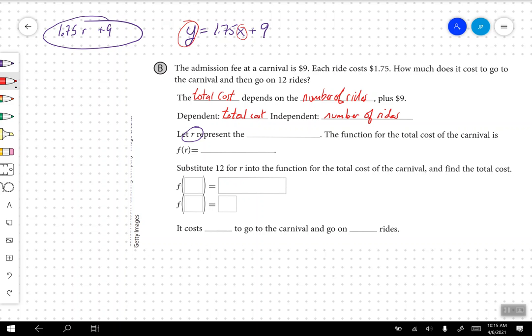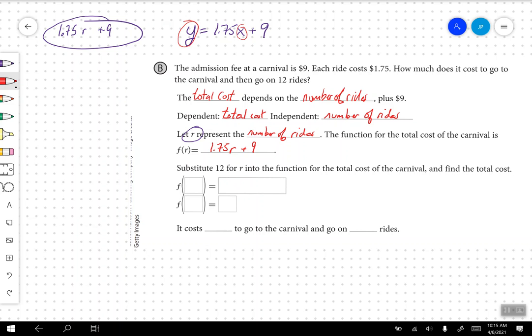All right. So in this example, we're going to let R represent what? What does R represent? Well, R is going to represent the number of rides. Now I'm starting right here, okay? The function for the total cost of the carnival is f of R. We just took this, we erased it, we put f of R. So that means we're going to take this x and replace it with this R, and we're going to get this thing right here. So it's going to be 1.75R plus 9.